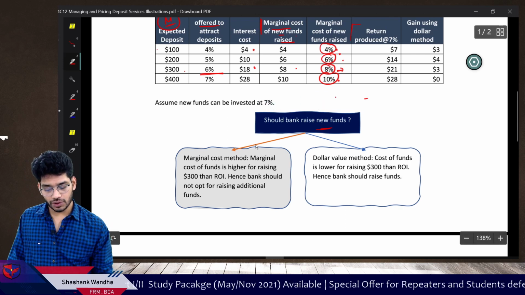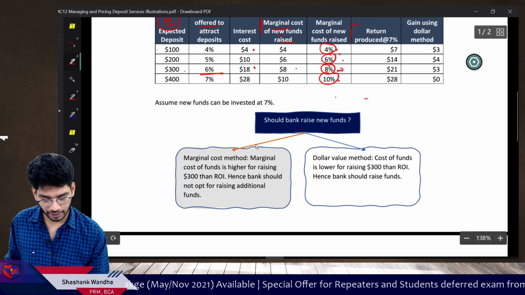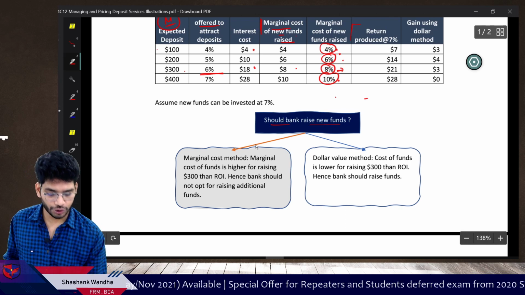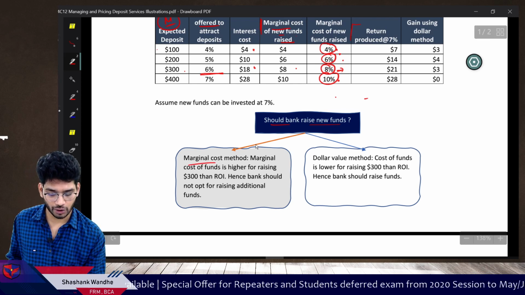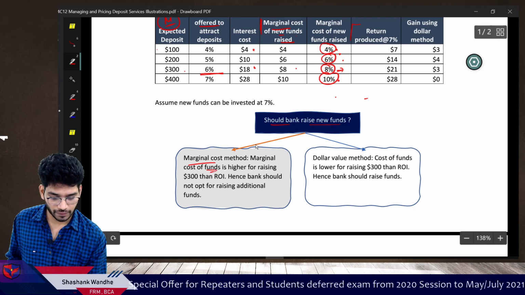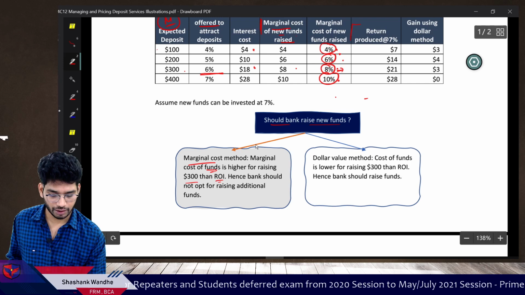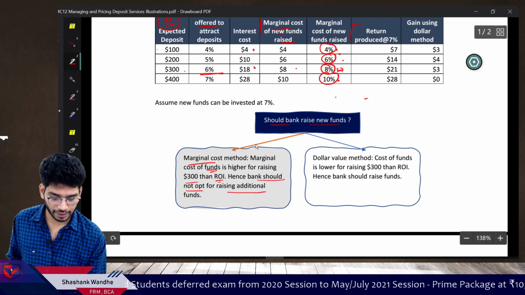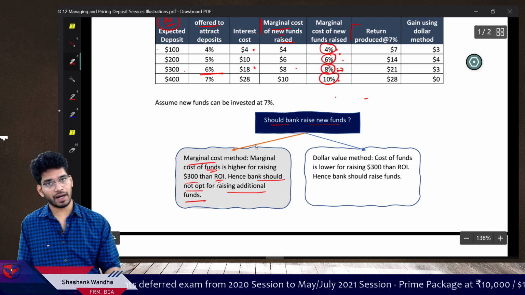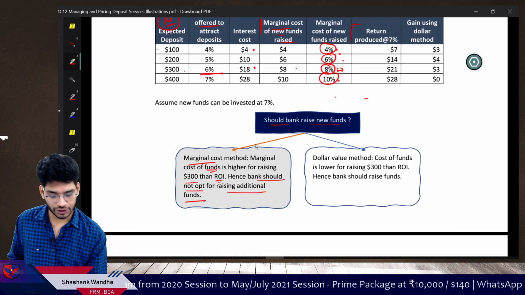Losses of 1%, that is 8% minus 7%. Okay, so see here, I'll explain what happens in this particular scenario. So should you raise the new funds? First answer, if you go by the marginal cost method, the marginal cost of funds, which is 8% here, is higher for raising 300 than the return on investment, ROI. Hence, the bank should not opt for raising additional funds.